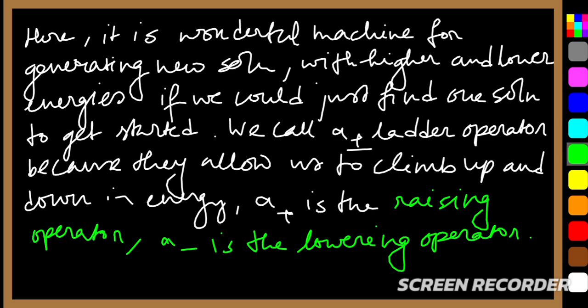So by using the simple harmonic oscillator and its mathematical background, you get the higher energy term and you also get the lower energy term. So that is the wonderful machine, or wonderful procedure.